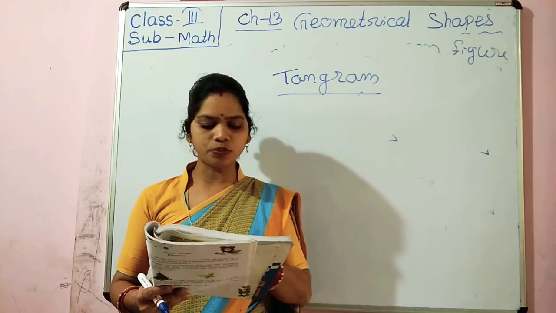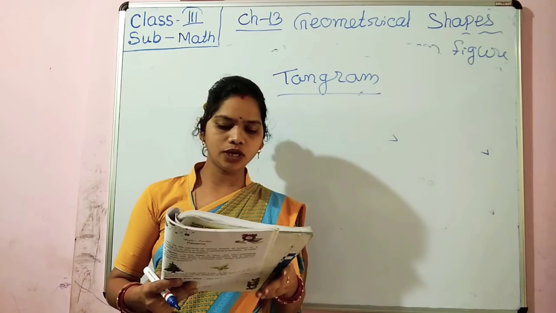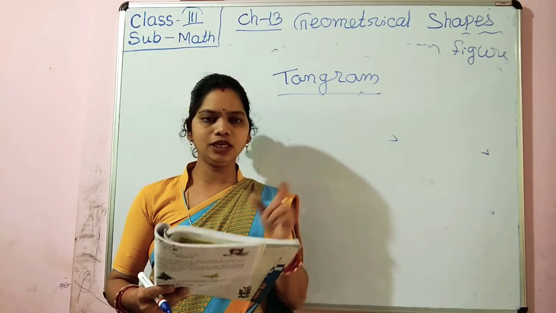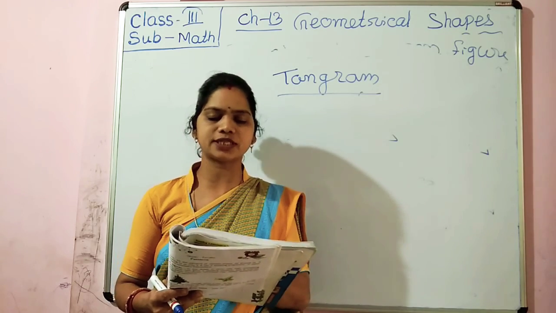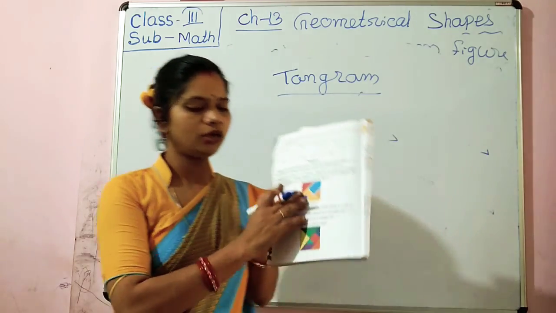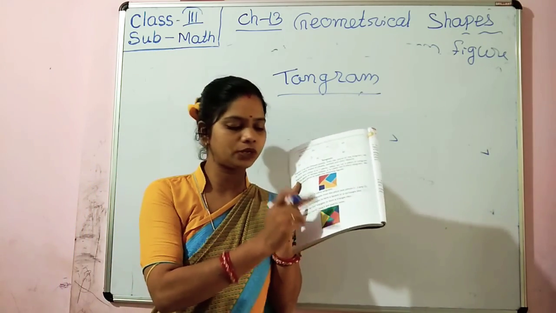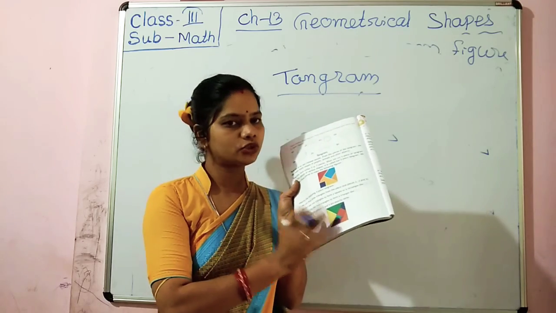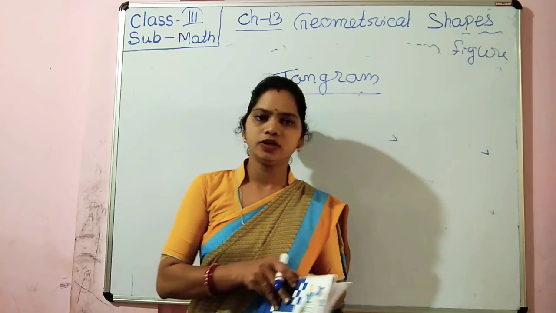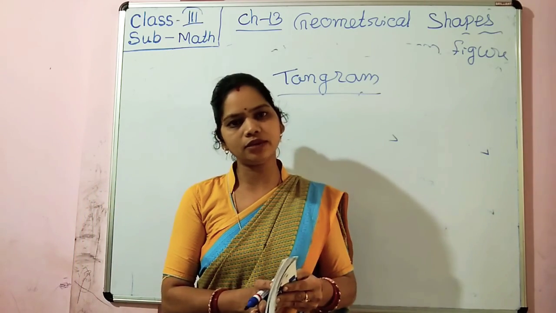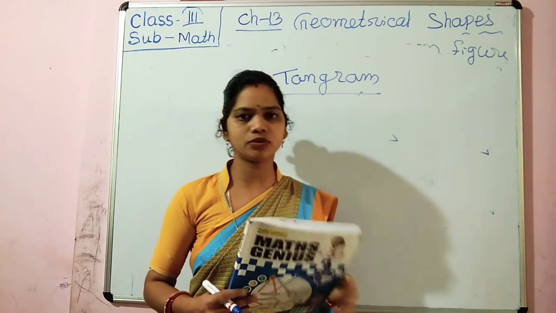Okay, we cut a tangram into 5 pieces in various shapes. If the tangram is divided into 5 parts, then it is called a 5 pieces tangram. This is the picture of a 5 pieces tangram. This is the picture of a 7 pieces tangram, divided into 7 parts. Okay, this is all about chapter 13, geometrical shapes. Okay, thank you.